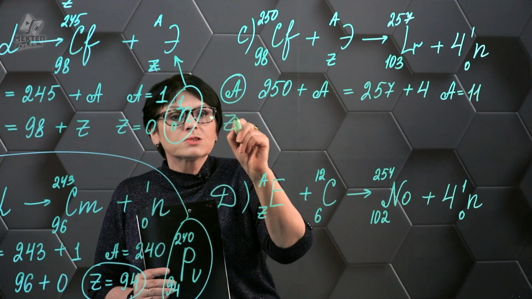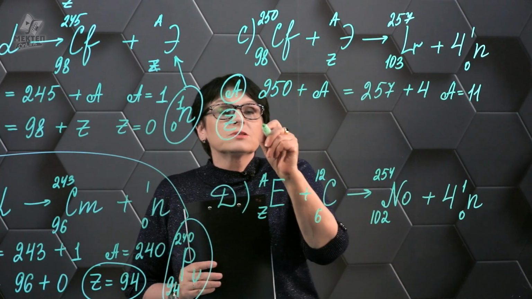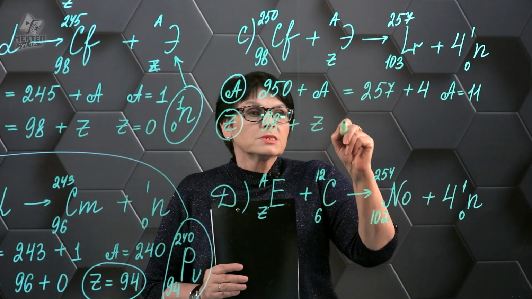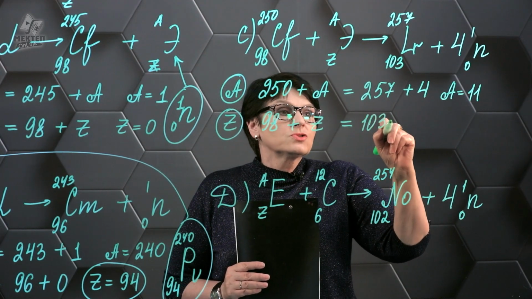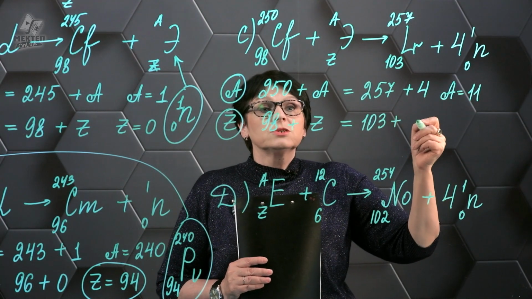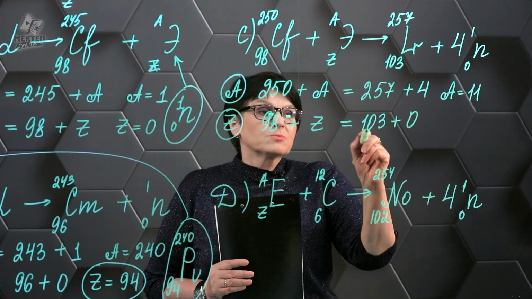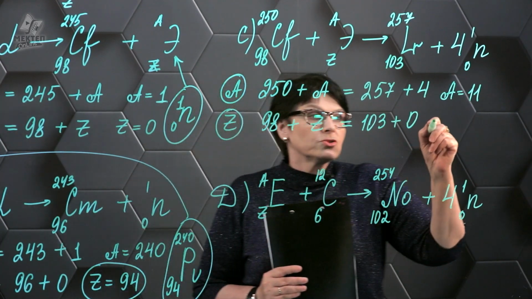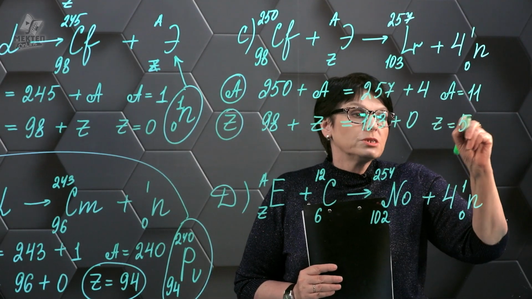Now we need to establish its atomic number. So this element has 98 plus a number we don't know yet. And on the right hand side we have 103. And since neutrons, even though there are 4 of them, have a charge of 0, it still turns out to be 0. Then on the right side we have 103. And since on the left side we have 98, Z will obviously in this case equal 5.